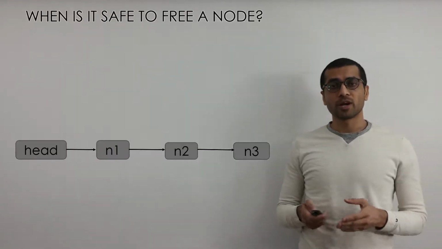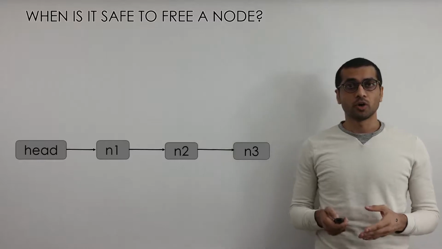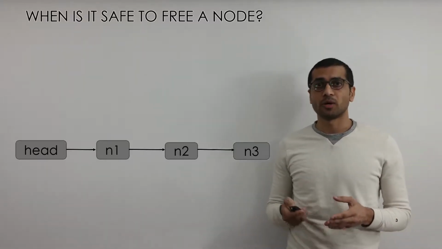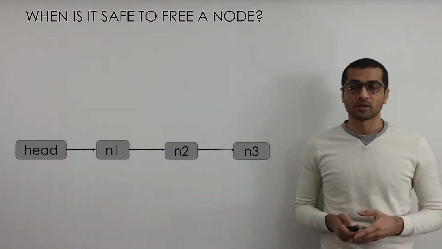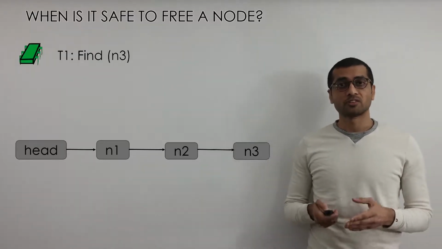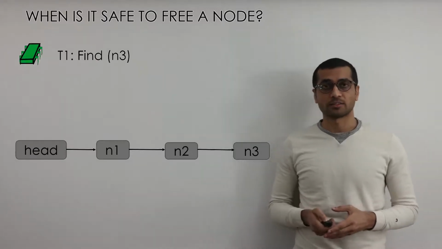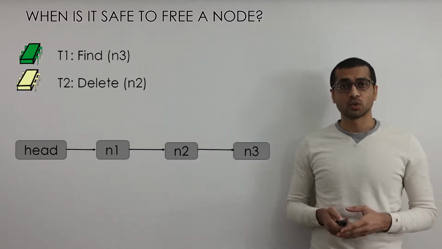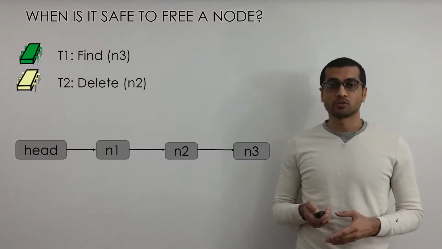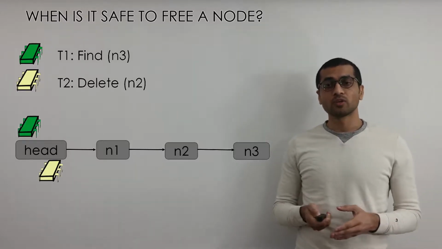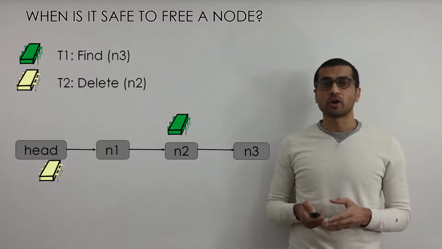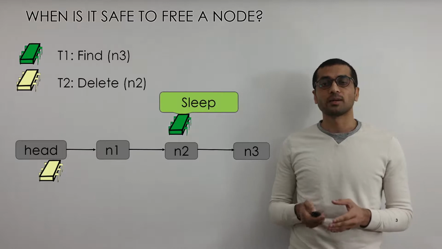So people who have programmed concurrent data structures would know that freeing memory in these data structures is not a straightforward task. Let's see why. So consider a simple linked list and a thread T1 which is trying to find node N3 on this list, and another thread T2 which is concurrently trying to delete node N2. So let's say T1, while moving towards node N3, stops at node N2 and sleeps or context switches while holding the pointer to node N2.